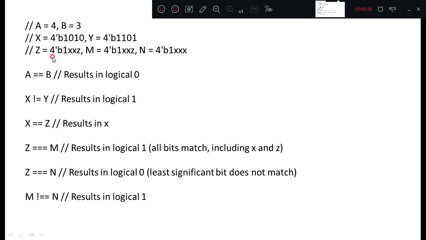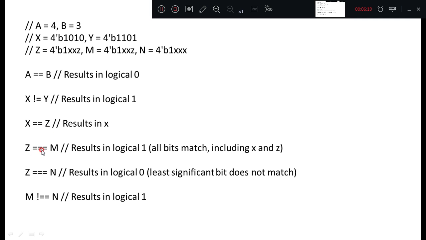X not equal to Y, 1010 and 1101. So the values are different. X not equal to Y returns logical 1. This condition becomes true. X equal to Z, if you compare X equal to Z, Z contains X and Z, unknown and high impedance, as part of the data. So X equal to Z will result in X. The result after executing this expression or condition will be unknown.